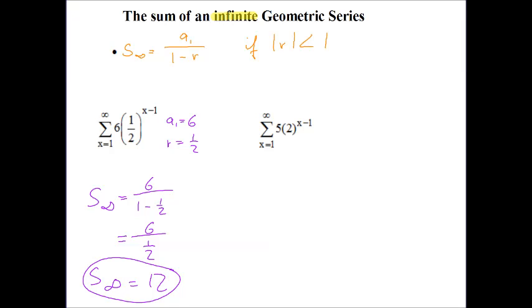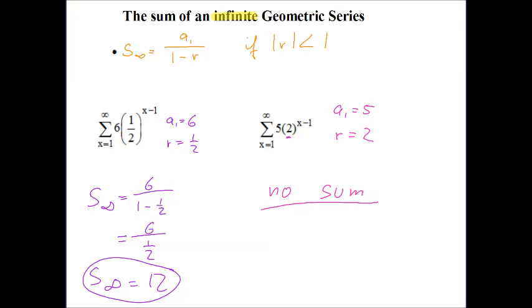And let's look at our next example. A sub 1 is 5, r is 2, and since the absolute value of r is not less than 1, we cannot calculate a sum of this geometric series.